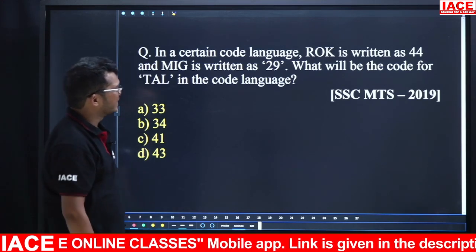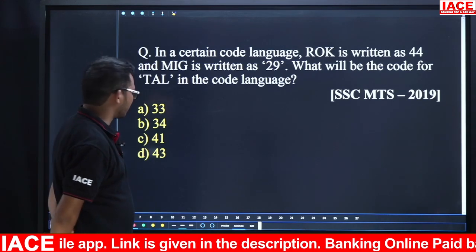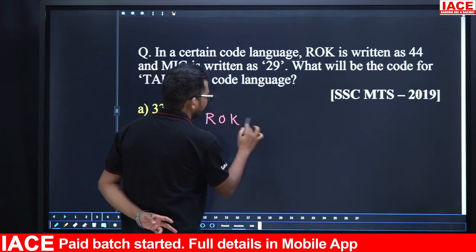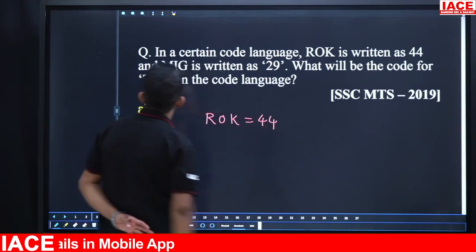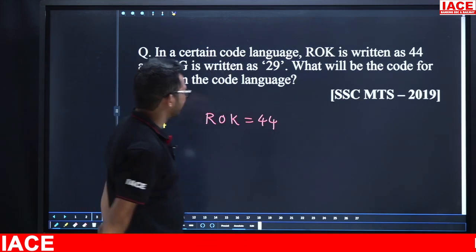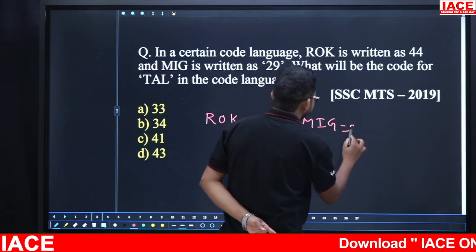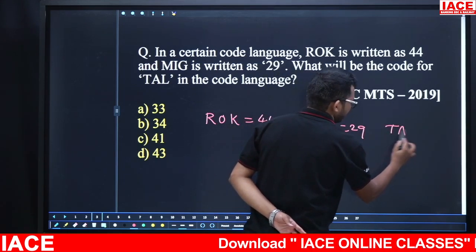In a certain code language, ROK is written as 44. Friends, here they have given ROK, and this one is written as 44. Next, MIG is written as 29. In the same manner, TAL is to be written as what?